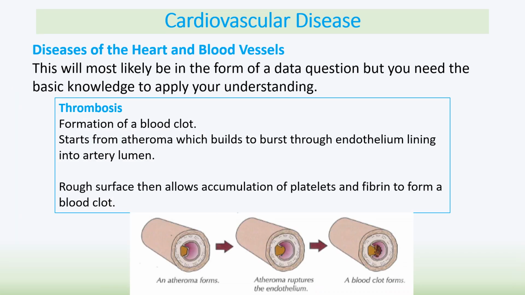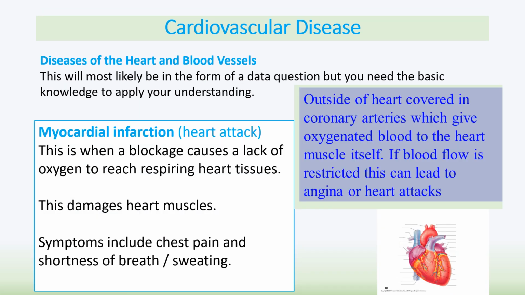There's a disease called thrombosis, which is the formation of a blood clot, and it starts from atheroma again, which builds up and bursts through the endothelium lining, and the reduced flow again causes the clot. Cardiovascular diseases are therefore very important. You need to understand that a myocardial infarction is a heart attack, and it's when they get a lack of oxygen to the respiring heart tissues, which damages the heart muscles and could cause chest pain.